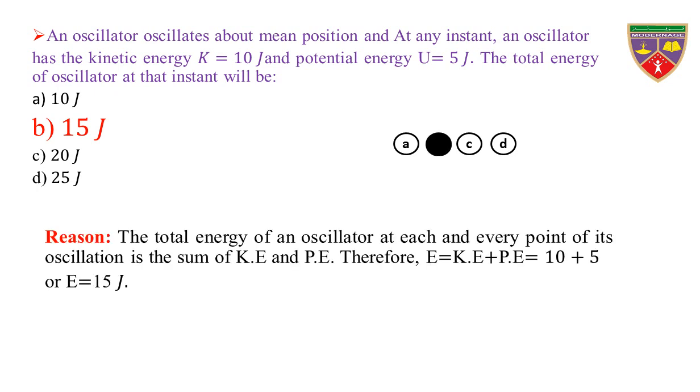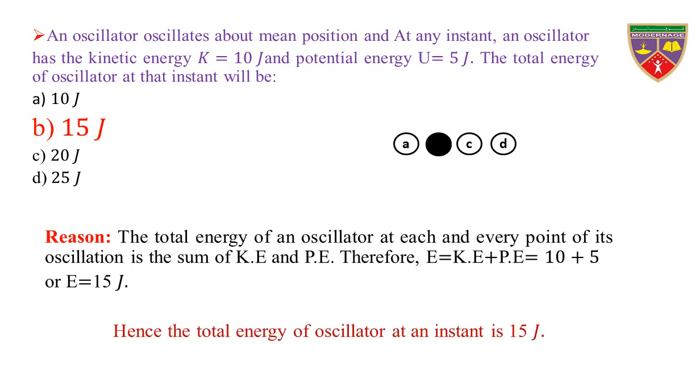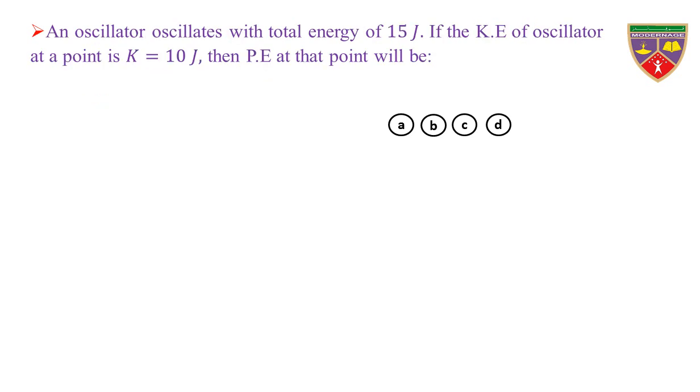Reason. The total energy of an oscillator at each and every point of its oscillation is the sum of kinetic energy and potential energy. Therefore, E is equal to kinetic energy plus potential energy equal to 10 plus 5, which is equal to 15 joule. Hence, the total energy of oscillator at any instant is 15 joule.